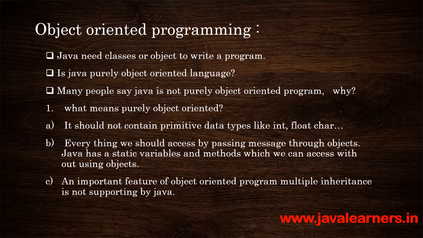Object-oriented programming. A program is called an object-oriented program if it follows some system instructions and also some concepts. So what are all those concepts? How is a programming language called an object-oriented programming language?